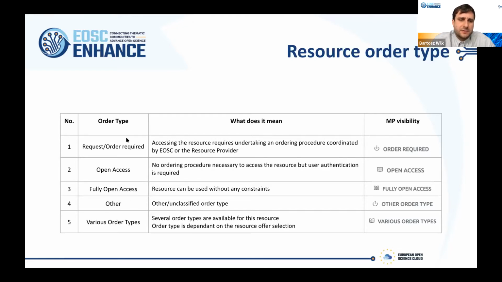And there are 4 types of resource order types that are available for providers who are onboarding EOSC Portal. The first one is order required, so a type which requires ordering either in the EOSC Portal itself or some external or community-driven ordering platform that the community providing the resource already uses for resource delivery.